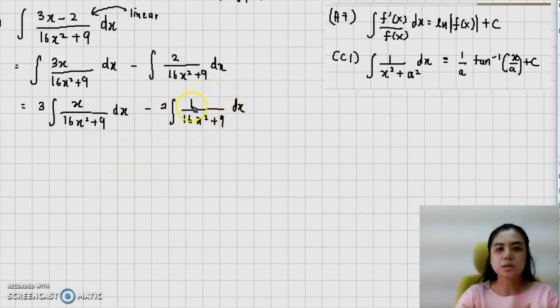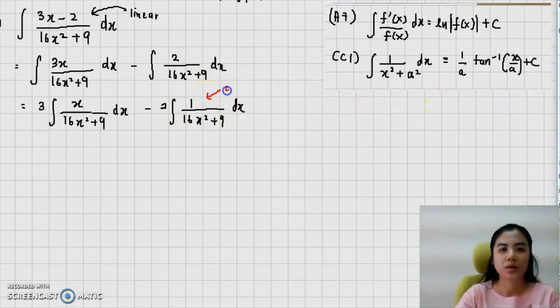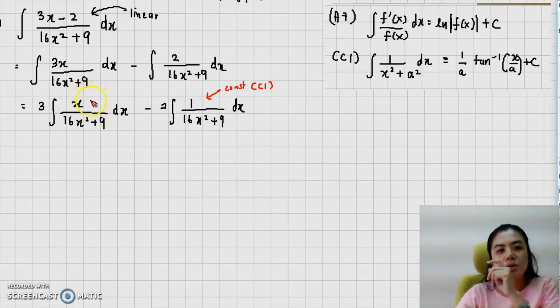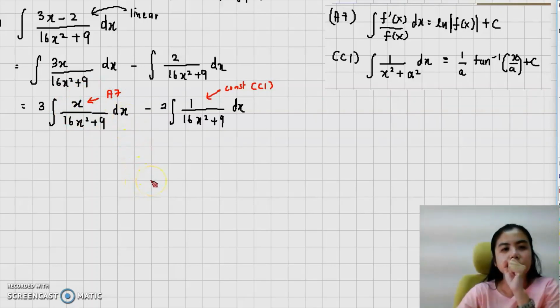For this one, it is back to our case of constant, where you can use the formula of C1. But this one is in the form of x, that is, linear. So this you can use the formula of A7. But how to use the formula of A7? You need to manipulate a bit, just so that you can have the f prime over f.